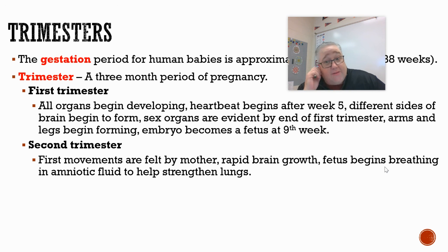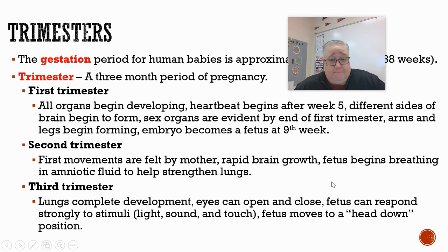It starts using that to strengthen up its diaphragm muscle and its lungs, so that once the baby is born, it can start breathing air. But it breathes amniotic fluid prior to that. Remember, it doesn't get any oxygen from the amniotic fluid; it gets that from the umbilical cord. But again, breathing in that amniotic fluid does help strengthen up those lungs.